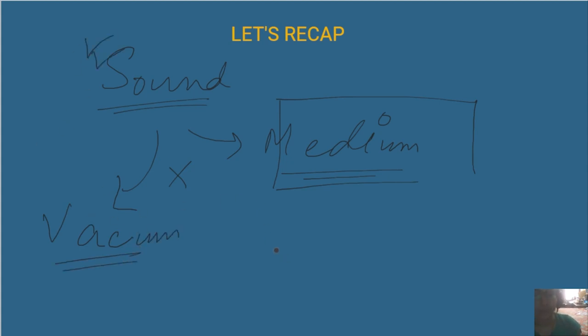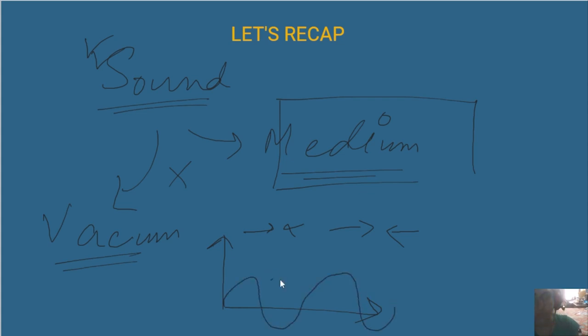We had talked about how sound is a longitudinal wave. It travels via compressions and rarefactions. We talked about how sound also travels in the form of transverse waves in solids sometimes. And we had also talked about how when we plot the compressions and rarefactions in the form of a graph, it comes out something like this.